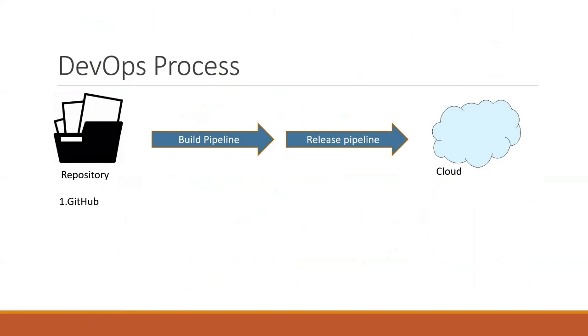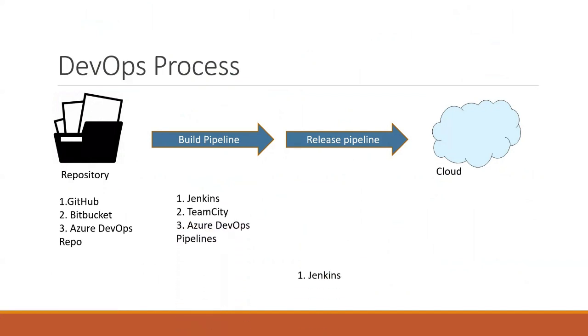You see, there are lots of version control or source control tools, but these three are very popular: GitHub, Bitbucket, and Azure DevOps Repos. Azure DevOps Repos also internally uses Git only. Then we have tools to create a build pipeline: Jenkins, TeamCity, then Azure DevOps Pipelines. Again, for the release pipeline, you can learn Jenkins, you have Ansible, and there are many more. I've just taken three of these. Then Azure DevOps Pipelines is there. In cloud, you have AWS, which is number 1, Azure, which is number 2, and then GCP, Google Cloud Platform, which is number 3.